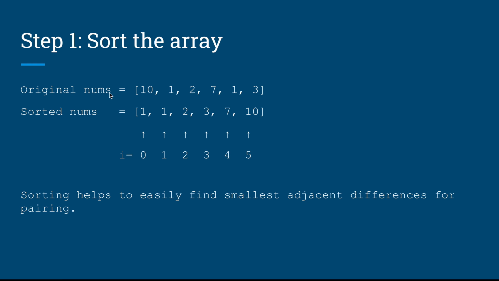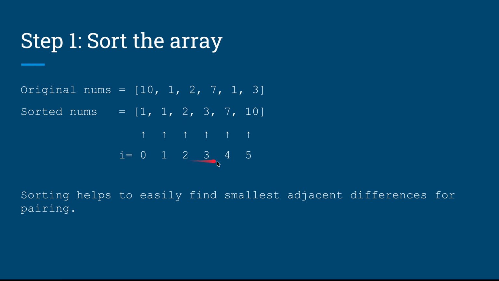Once these values are sorted, what do you need to do? In the very first step, the array we have been given is not sorted, so we will sort it, and it will become 1 1 2 3 7 10. You see, this is sorted, right?